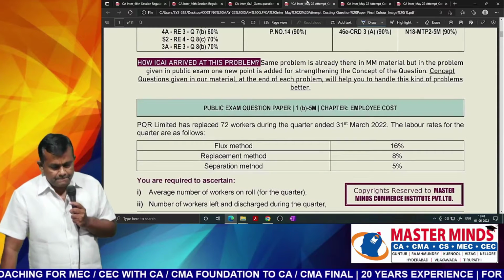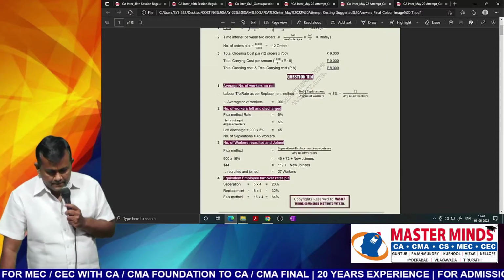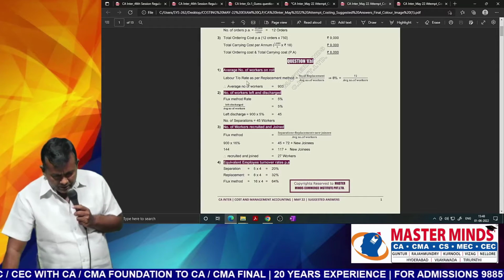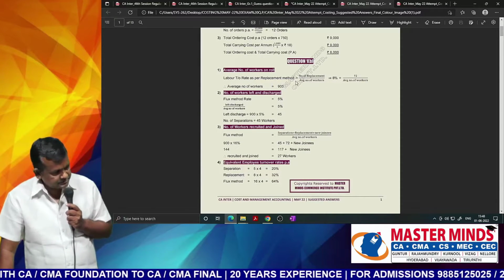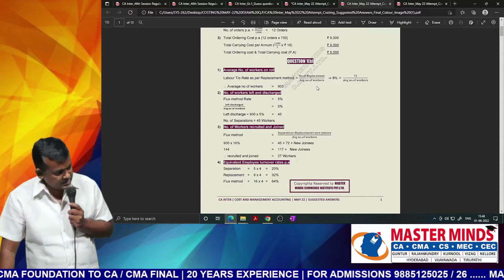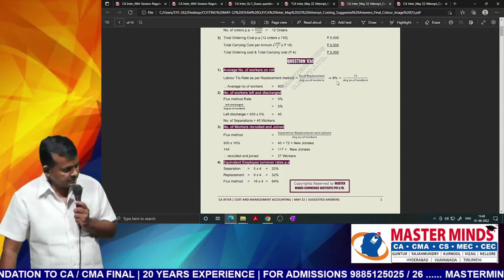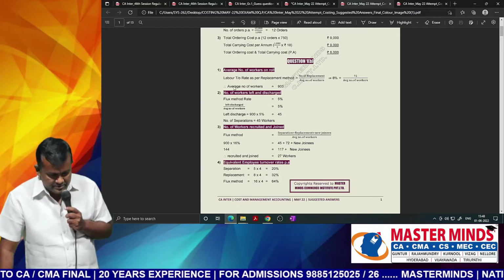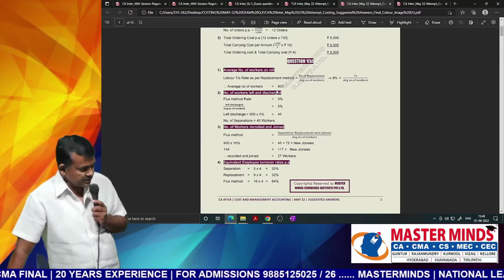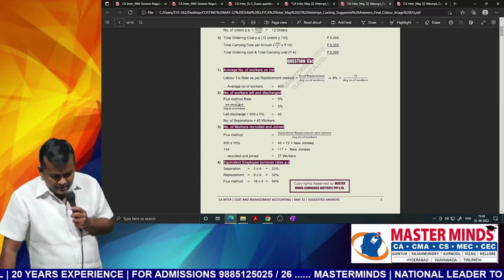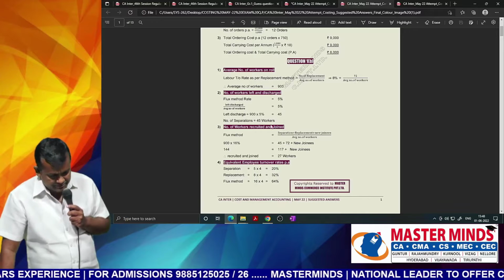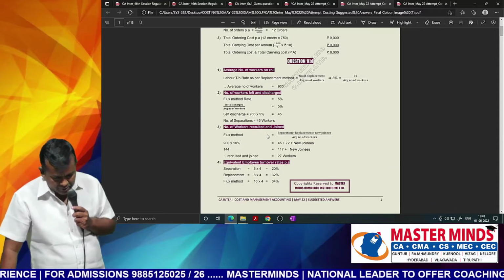So here, labor turnover rate as per replacement method is number of replacements divided by average number of workers. That is given in the problem, 8%. So apply the values, then find out the average number of workers, 900. Next, number of workers left and discharge 45. Number of workers recruited and joined 27.